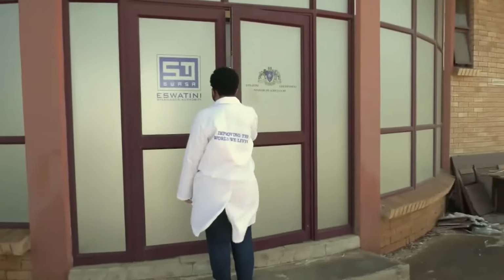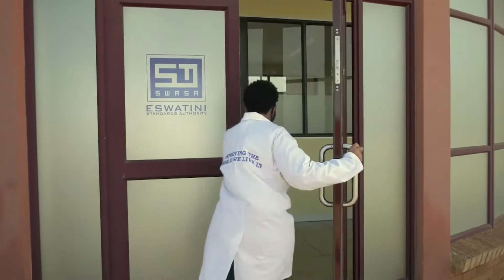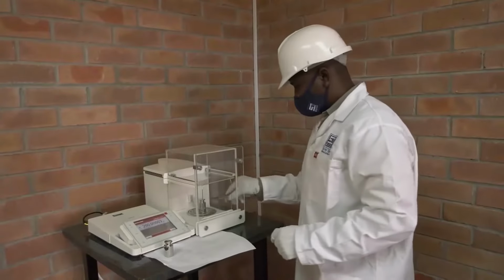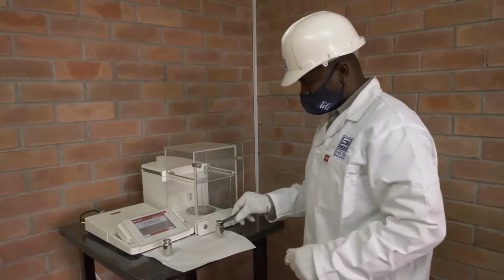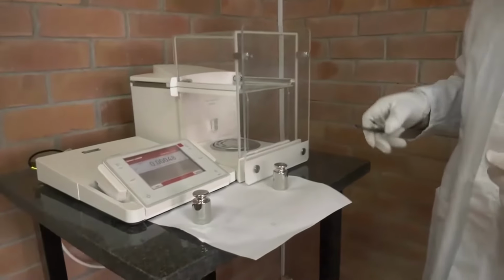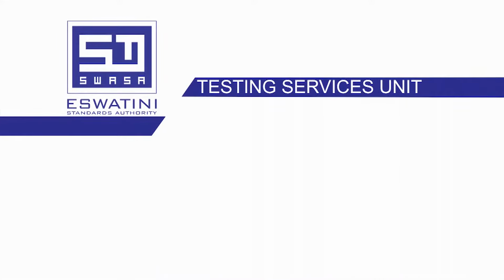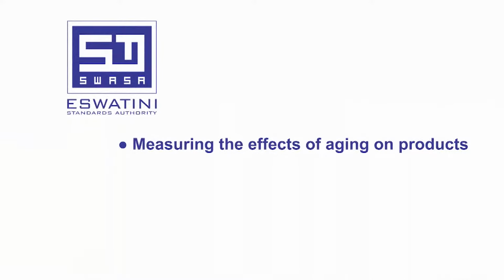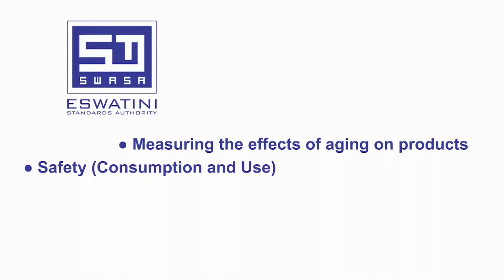The Quality Assurance Department has 3 units responsible for the provision of product testing, validation, or calibration of industrial measuring equipment, as well as certification of management systems and products. Testing Services Unit. Purposes of testing include measuring the effects of aging on products. This is an accelerated life testing which determines the amount of time a product can spend on the shelf. Safety determines if a product is safe for human or animal consumption.